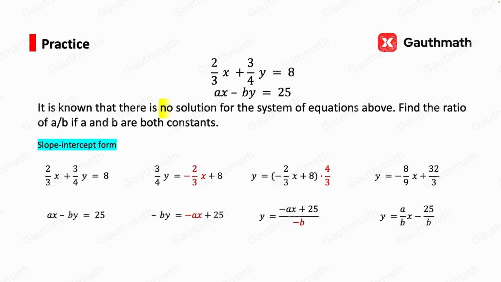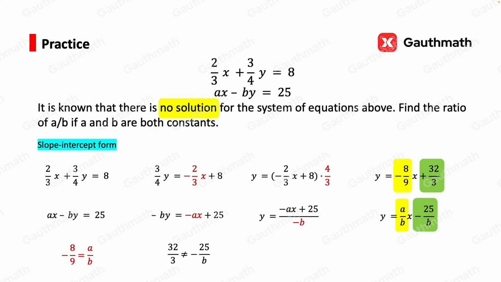Now remember, no solution for the system. That's the scenario where the slopes are the same, but the y-intercepts are different. So the slopes are the same. That means a over b equals negative 8 over 9. So the ratio of a to b is negative 8 to 9, or 8 to negative 9, if you put it that way. And also remember, if there's no solution for the system, that means the y-intercepts cannot be the same. So let's go one step further.